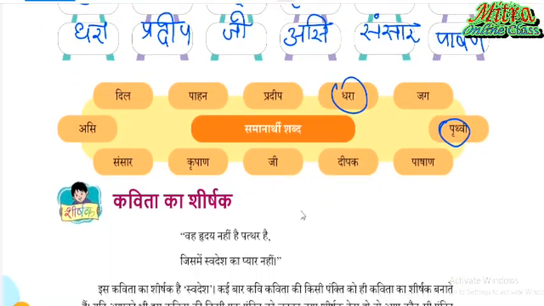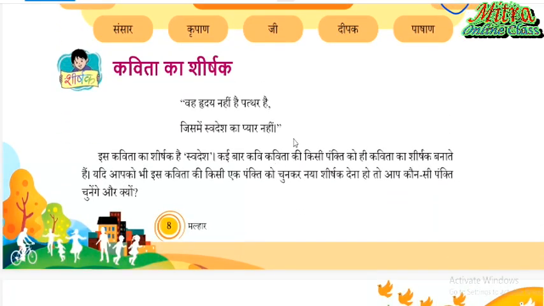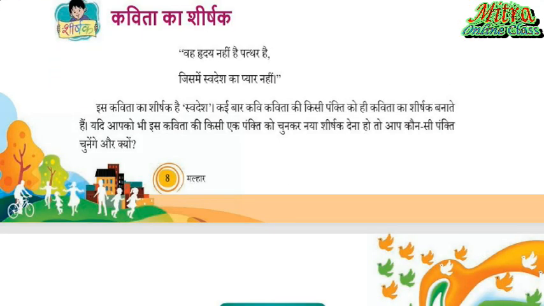So now come to the next question. कविता का शीर्षक. बाकी हृदय नहीं है पत्थर जिसे स्वदेश का प्यार नहीं है. इस कविता का शीर्षक है स्वदेश. कई बार कविता की किसी पंक्ति को कविता का शीर्षक बनाते हैं. यदि आपको भी इस कविता की किसी एक पंक्ति को सुनकर नया शीर्षक देना हो तो आप कौन सी पंक्ति चुनेंगे और क्यों? This is the title of the poem, Swadesh.